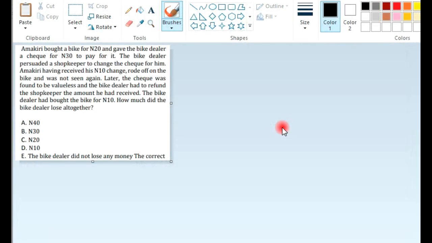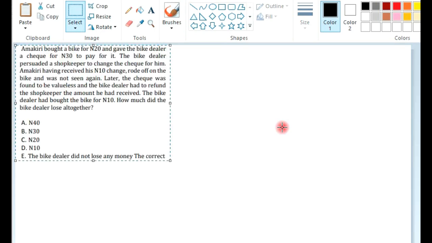Next one we have this guy, and we have this guy, right? So Amaka bought a bike for 20 naira and gave the bike dealer a check for 13 naira to pay for it. The bike dealer persuaded the shop owner to change the check for him. Now having received 10, she got back 10. So she rode off with the bike and was not seen later. The check was found to be valueless and the bike dealer had to refund the shop owner. Then the bike dealer had bought the bike for 10. How much did he lose?